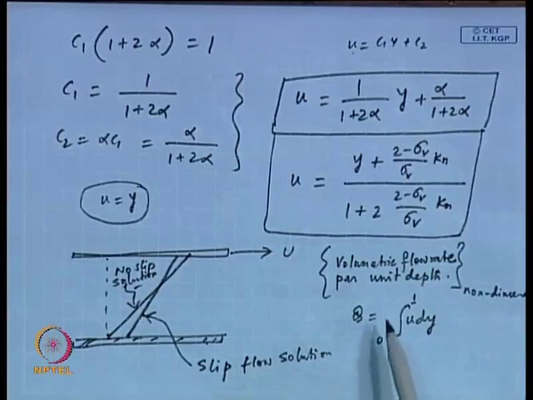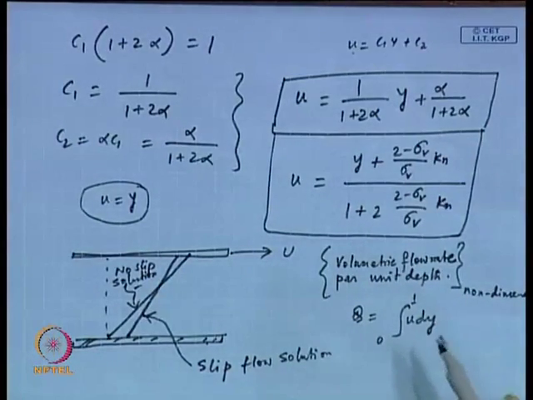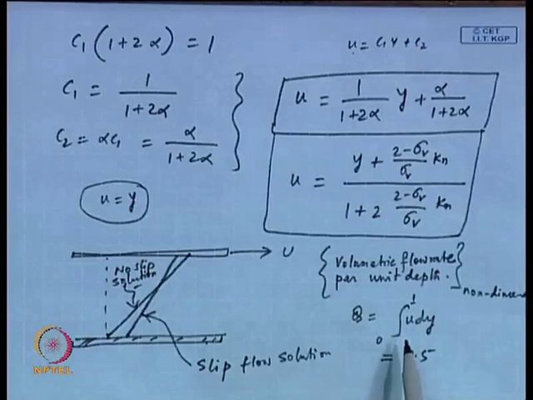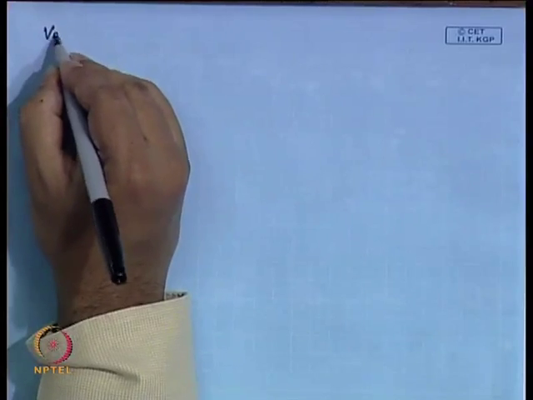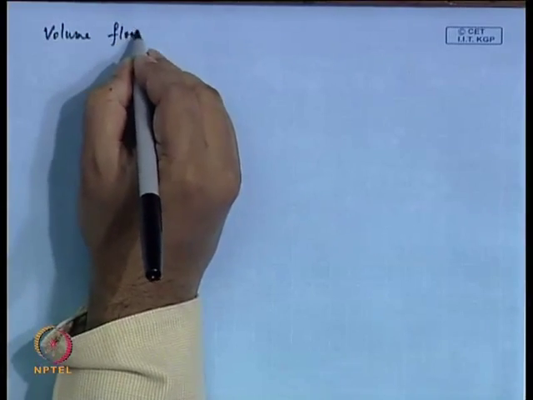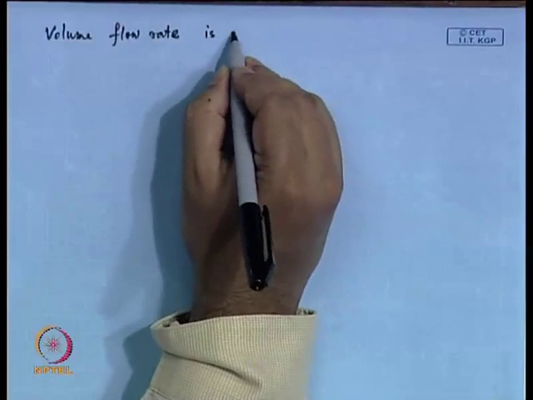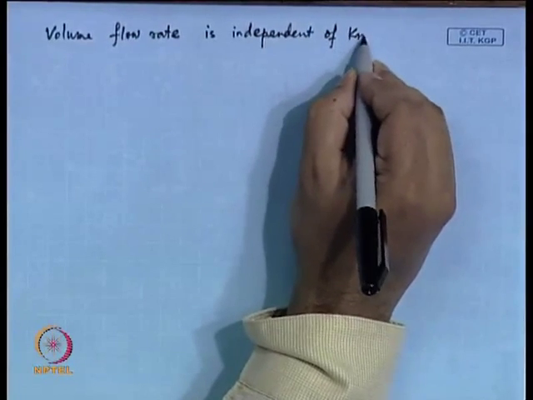Okay. Now, it would be your task when you go back after the class, integrate this between 0 to 1 u dy and see that this value is equal to 0.5, and check the same thing with the continuum solution and you will find that it is the same value you get for continuum solution as well. Okay. So, that you need to do it yourself. So, the conclusion that we draw is that volume flow rate here is independent of Knudsen number.